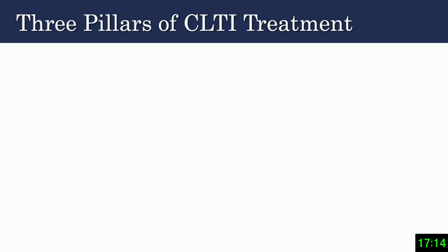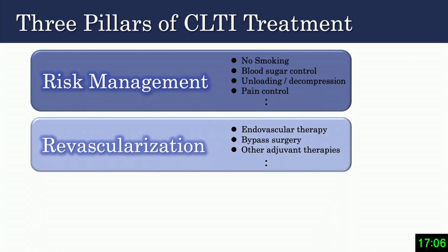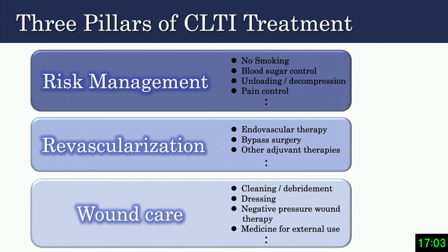So when we do CLI treatment, there are 3 big pillars. One is risk management, and revascularization, and wound care. The risk management includes no smoking, blood sugar level control, unloading or decompression, and pain control. Revascularization includes vascular therapy, bypass surgery, and other adjuvant therapies. And wound care includes cleaning, debridement, dressing, negative pressure wound therapy, and medicine for external use.